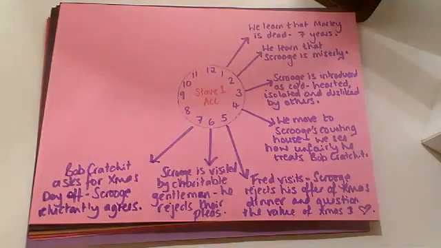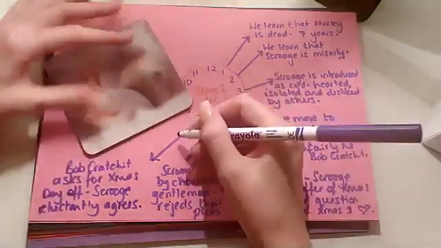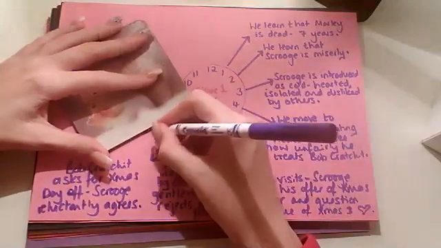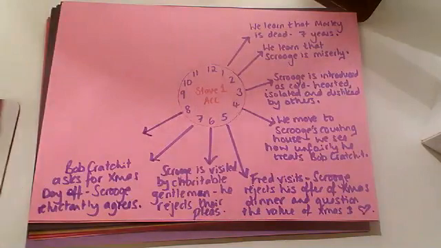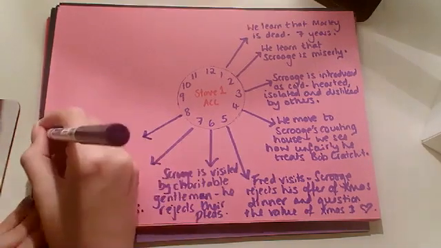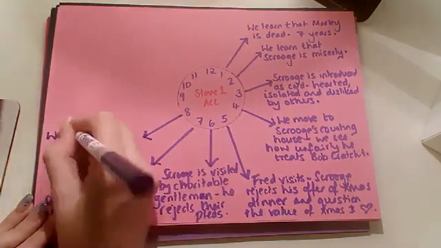Okay, point number 8. In point number 8, we're going to talk a little bit about setting. Now, I know that's slightly separate to plot, but this is an important part of the plot. Dickens starts to describe the weather at this point. He describes it as fog and darkness. Okay, this is important.